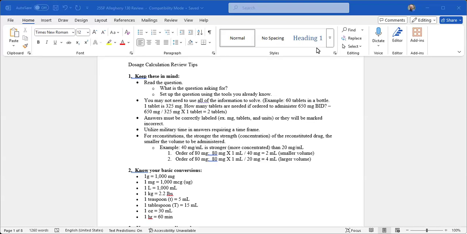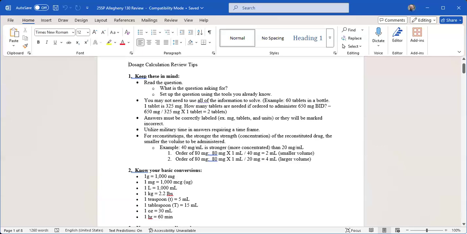So I put together these review tips for you, just some things to remember and look over when you're studying. Remember, read the question. What is it asking you? If it's telling you to calculate for tablets, pay attention to the tablets in the bottle. If it's capsules, milliliters, or units, whatever the question is asking for, make sure you're paying attention to what you're solving for first and foremost. Know where you're going before you go there.